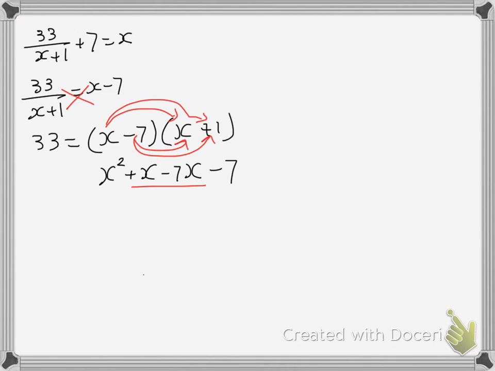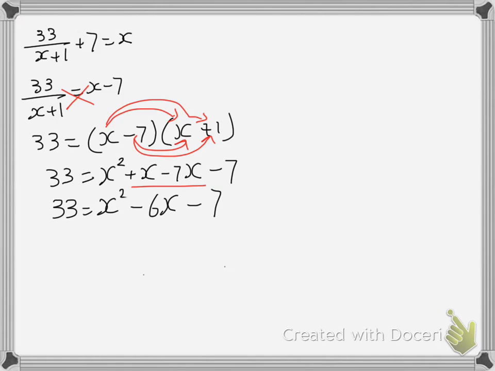Now the next step is adding the like terms, which gives me 33 equals x squared minus 6x minus 7. If you notice, I've kept writing the 33 equals. It's really important that you work vertically when you're solving equations. It's an easier approach and reduces the amount of errors that you could make, especially if you're new to solving equations. So working vertically is really good.